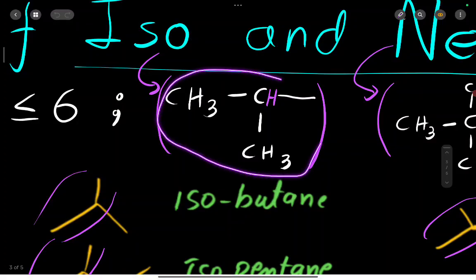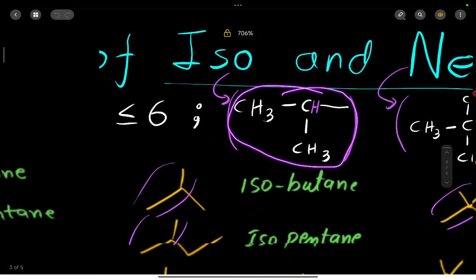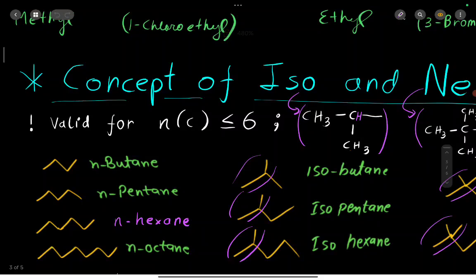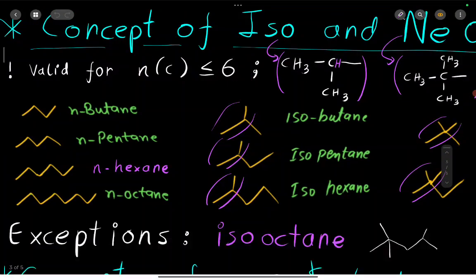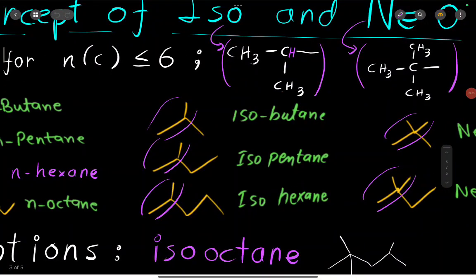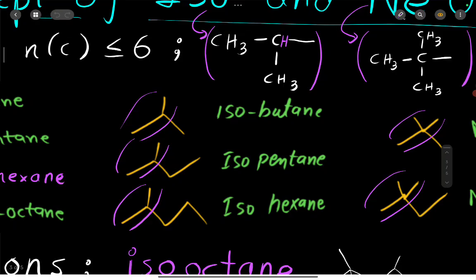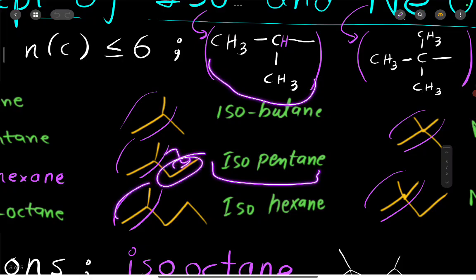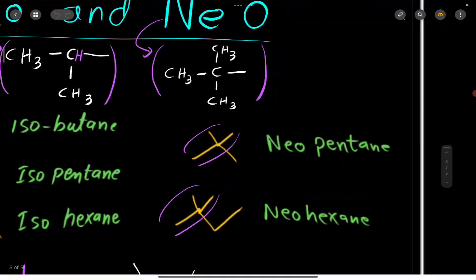This group is the identification of an isopentane compound, and all of this that I'm telling you is valid for number of carbons less than 6. Hence we haven't drawn any octane here because that's 8 carbons. Similarly, this is isopentane because this group is there and a straight chain follows. Again this group is there and a straight chain follows of 4 carbons, and this group is there. So this is isohexane, total 6 carbons.